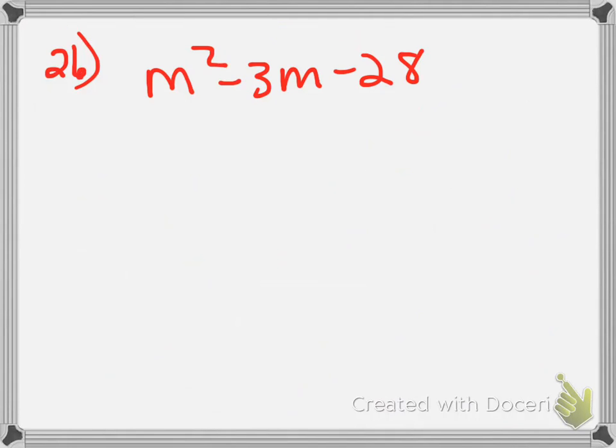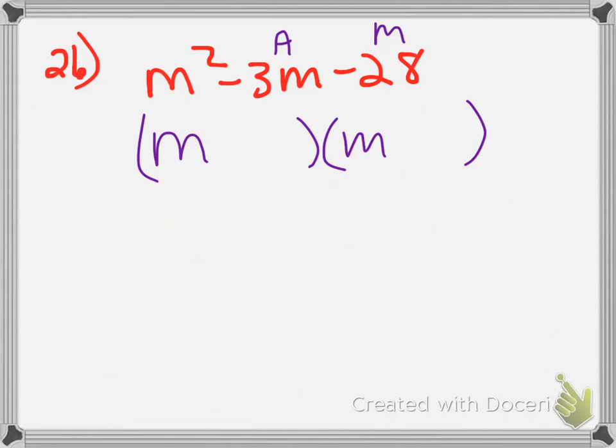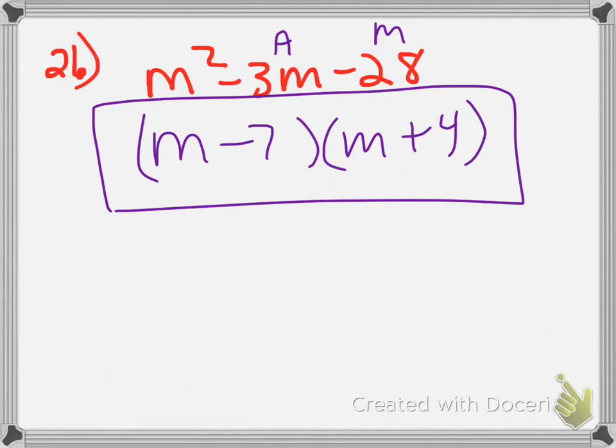25 we skipped. 26, what multiplies to give me 28 and adds to give me negative 3? So I'm going to say 4 and 7. So negative 7 and positive 4 would add up to give me negative 3. And that is how you factor.